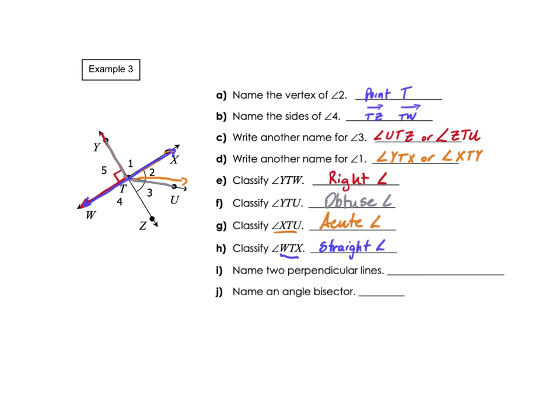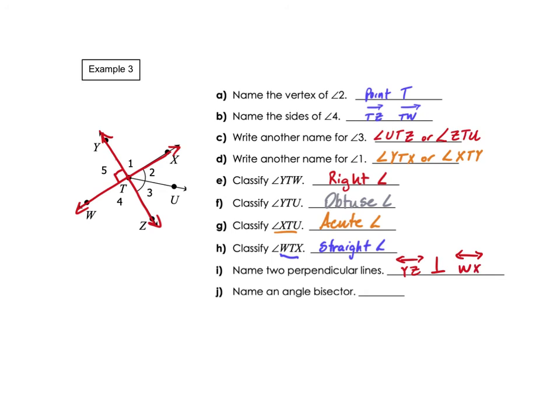Name 2 perpendicular lines. Okay, again, looking at some of this information, I have 2 lines. This is my perpendicular indicator, 90 degrees. So line YZ is perpendicular to line WX.